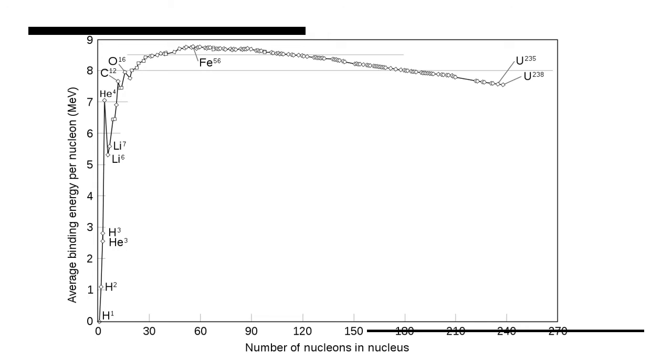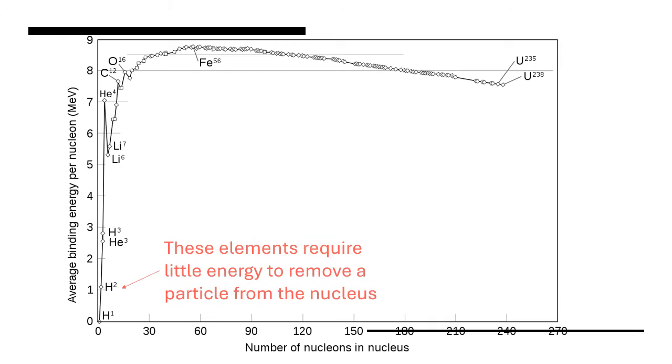This graph shows the average binding energy per nucleon. That means it's showing us how much energy is required to remove a particle from the nucleus. And you can see for hydrogen and helium, these elements are very low down, which means that it requires very little energy to remove a particle from the nucleus.